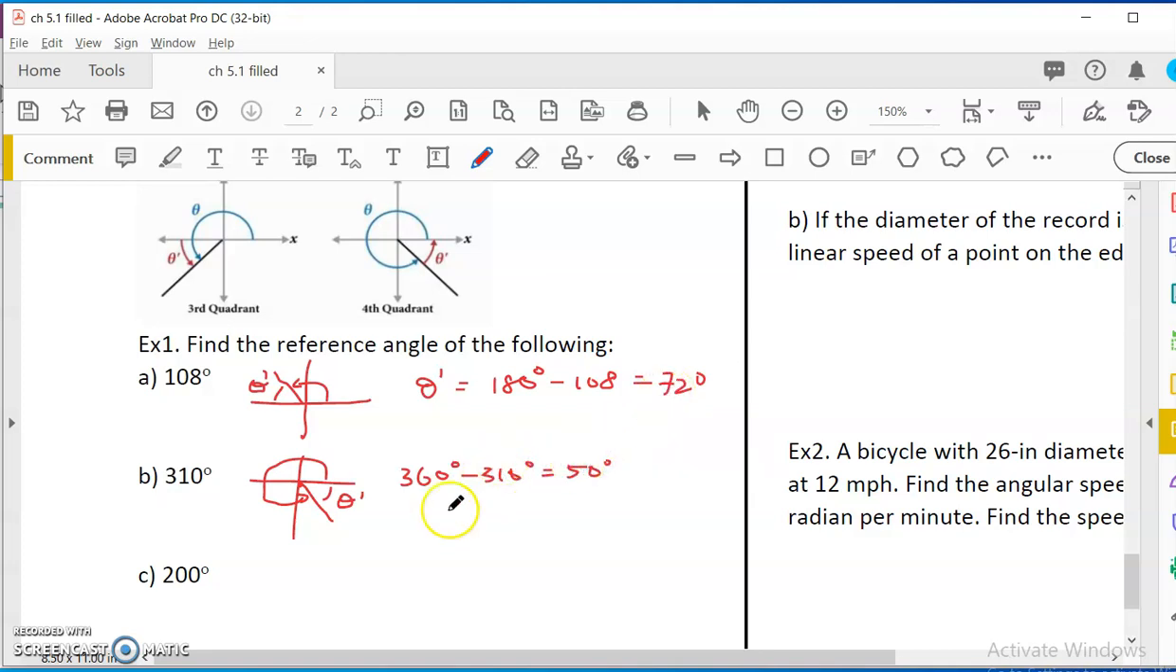It's always an angle that's less than 90. And what about 200? 200 is in the third quadrant, like that. So it's the difference between the angle itself and 180. So I get 200 minus 180, which is equal to 20.